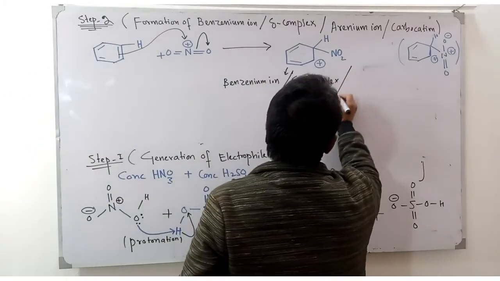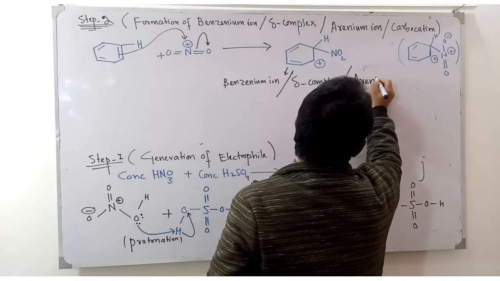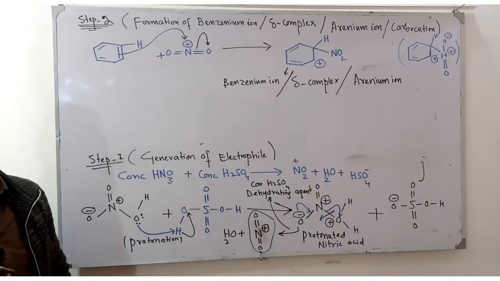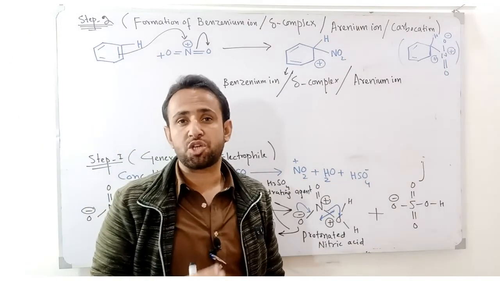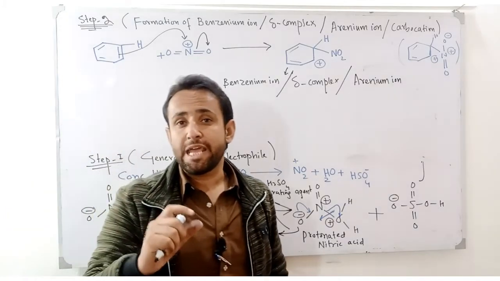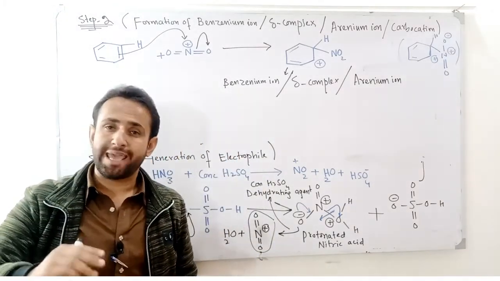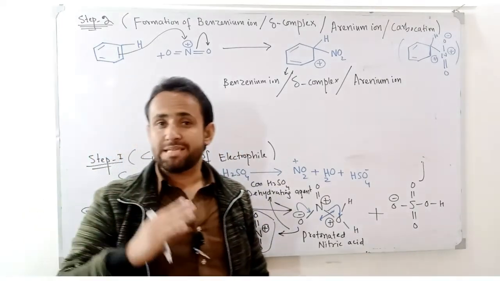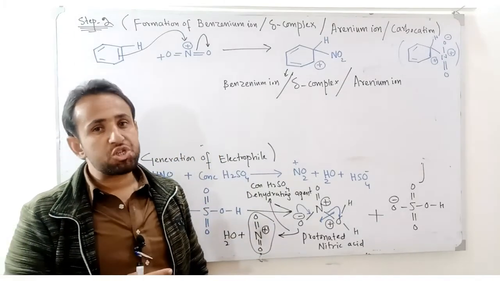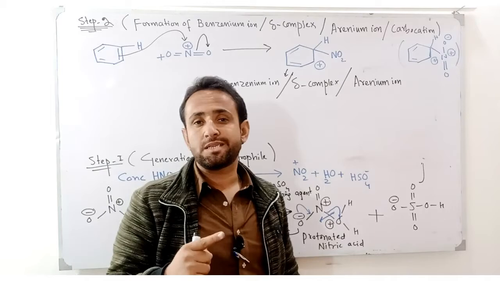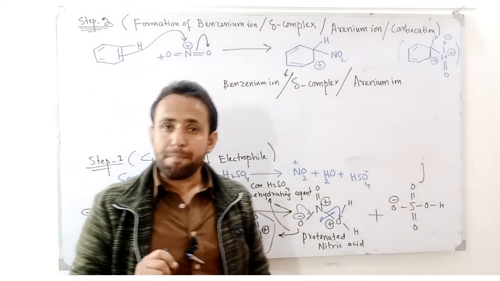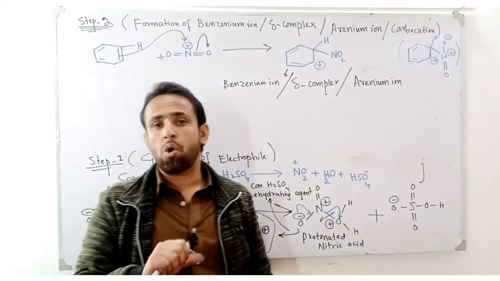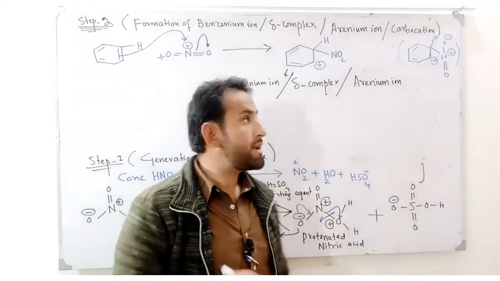This is the reason why it is also known as arenium ion. This structure is also known as arenium ion because again here is a positive charge. You know that the word arene is an alternate name of benzene. Arenium means arene is the second name of benzene. Since there is a positive charge on the arene, that's why it is known as arenium ion.